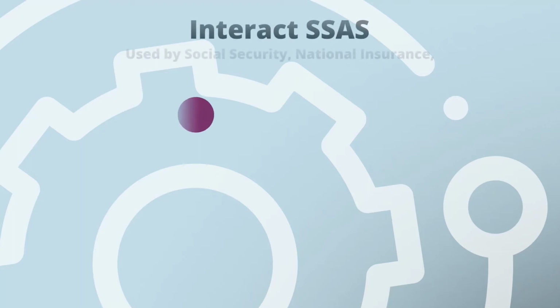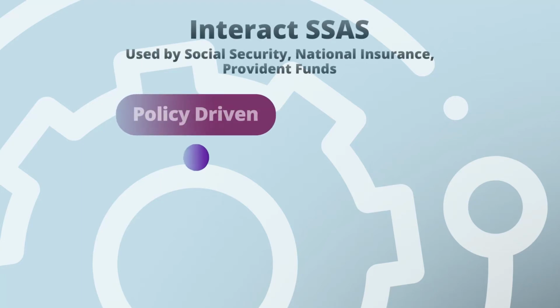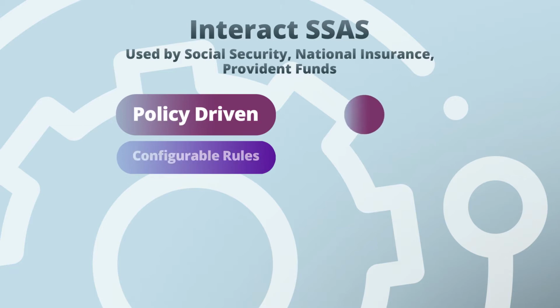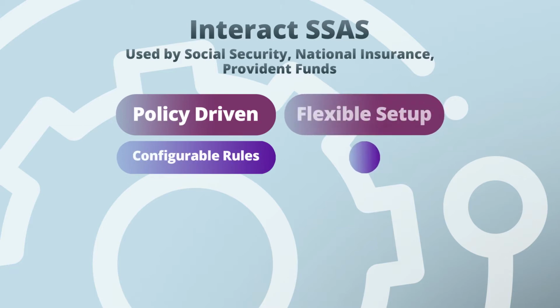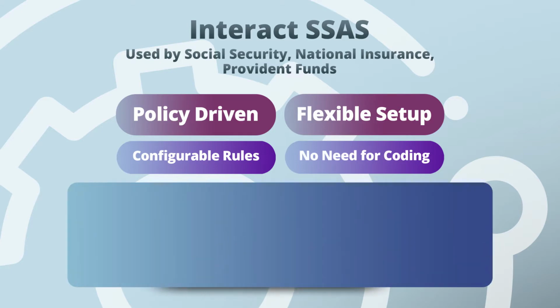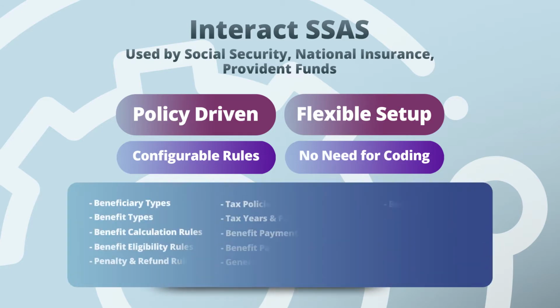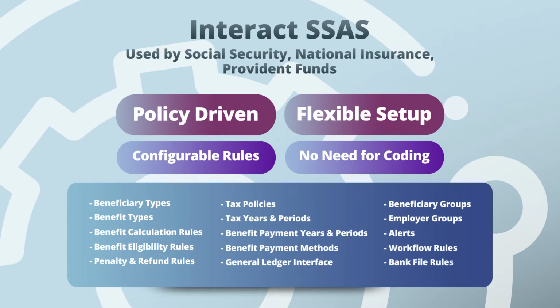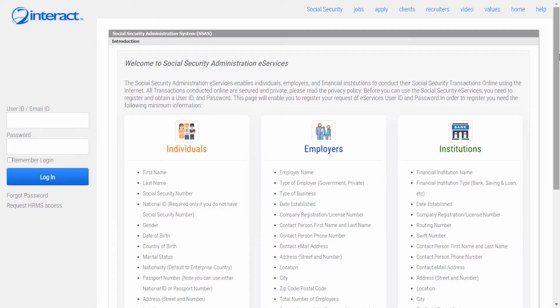Interact SSAS is a policy-driven application. These policies cover all rules that apply to Social Security agencies and are configurable by the user. This is why the product can be used by Social Security agencies and insurance boards across the world, because of the flexible setup of the system without the need for coding. Let's take a look at some of the key processes in Interact's Social Security Administration system.